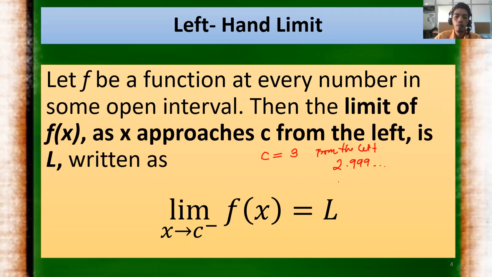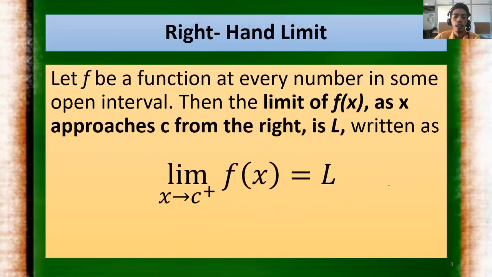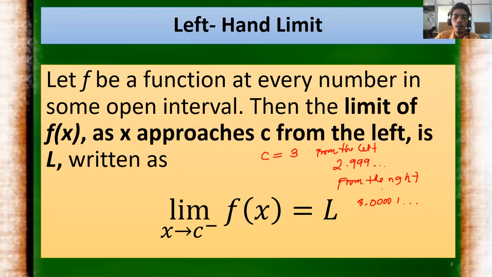Kapag naman siya ay from the right, it is 3.0001 and so on. So, yan ang concept ng right hand at saka left hand limits. Again, sa right hand limit, the value of c approaches from the right, and kapag left hand limit, the value of c approaches from the left.